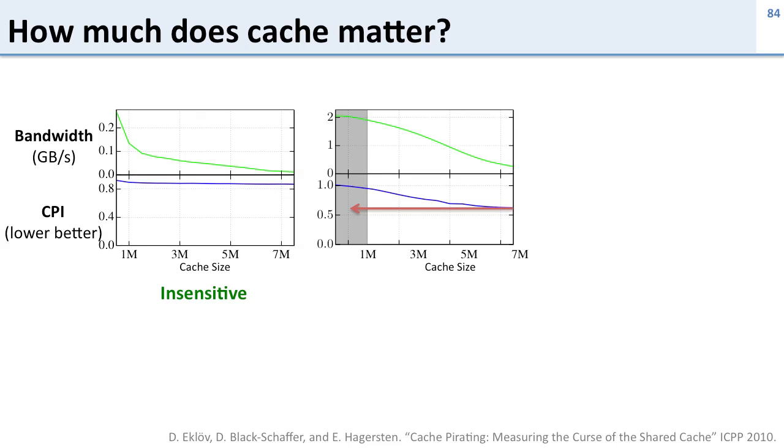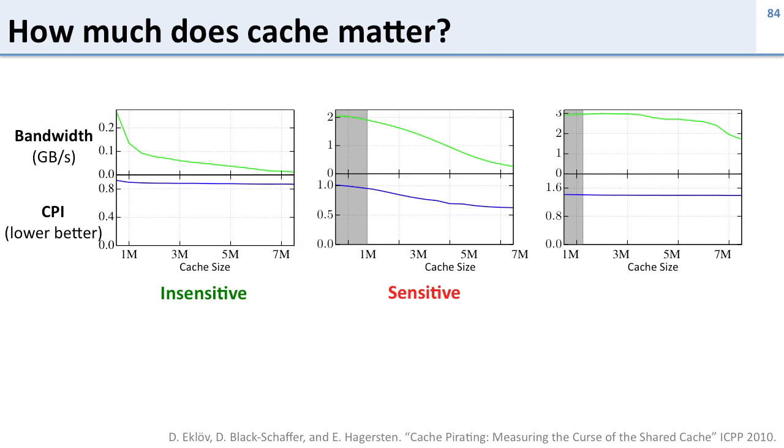Here's an application. As it gets less cache, it slows down a lot. And at the same time, it goes and gets more data from the DRAM. So this is an application that's sensitive to how much cache it gets. You need to make sure you get a lot of cache to get good performance with this application. Here's a third application. You can see this application doesn't change its performance at all depending on the cache size. But when it gets less cache, it uses a lot more bandwidth, getting a lot more data from memory. So this is an application that's insensitive.